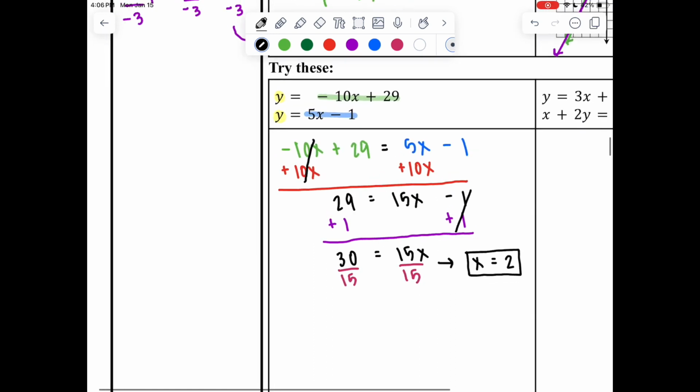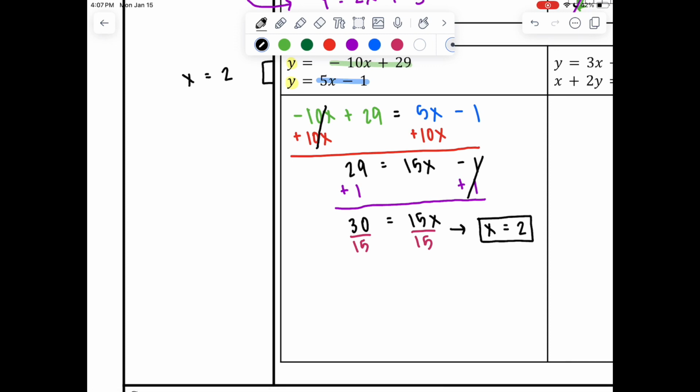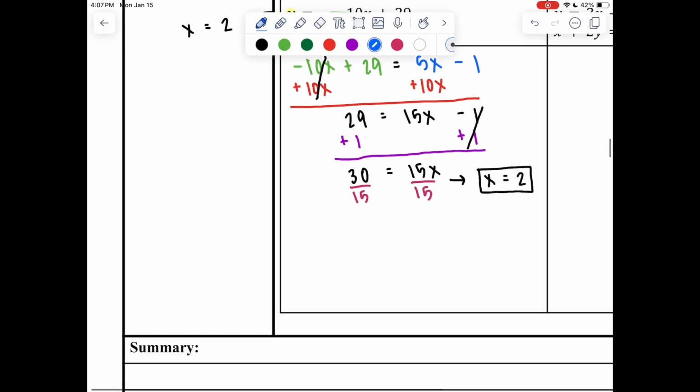What I'm focused on now is finding the value of y. So if I know that in both of these expressions the x value has to be a positive 2, I can pick either one and I can plug in to find the value of y. I personally prefer the least positive or the least negative numbers, and I like the smaller numbers. So I'm going to choose to use the expression y equals 5x minus 1, and that's what I'm going to substitute my x value into. You could use the other expression though, you'll get the same answer.